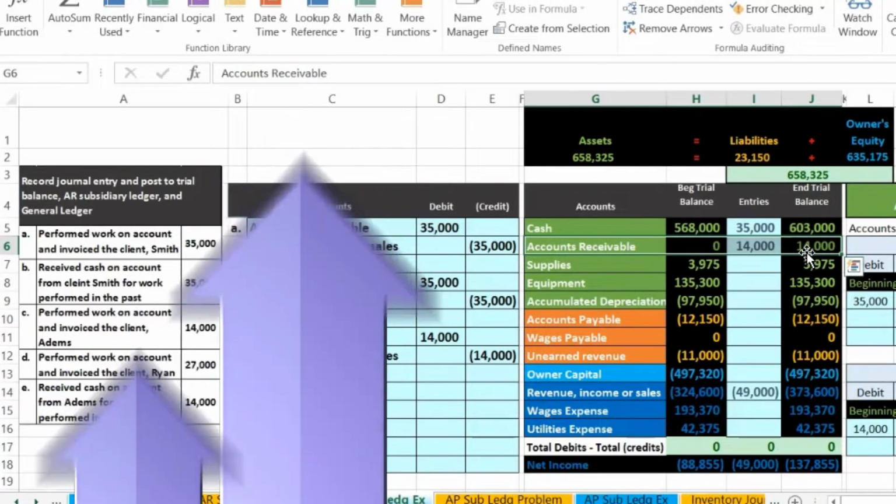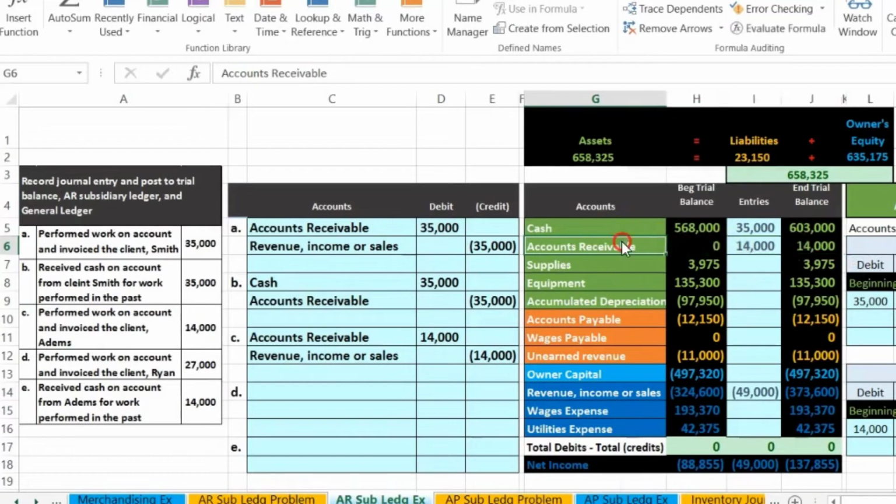How do we make it go up? We do the same thing to it, which in this case would be another debit. So I'm going to copy this one.